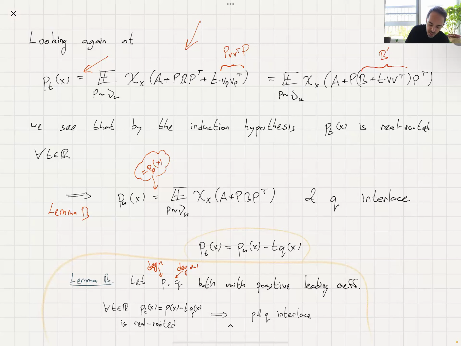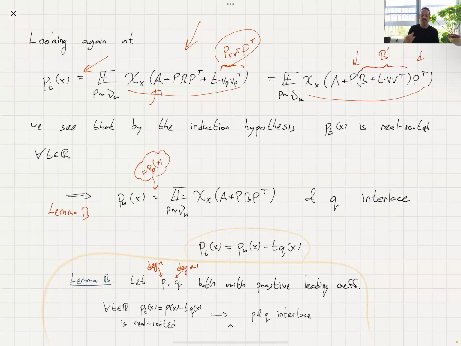So now what you do is let's open VP to be PV. So VP transpose is V transpose P transpose. And so doing that, you can see that you can write this polynomial as that polynomial. So A stays the same, but then P and P transpose surround B plus T VV transpose. And let's call this matrix B prime. It depends on T, but whatever. It's some symmetric matrix, regardless of what T is.